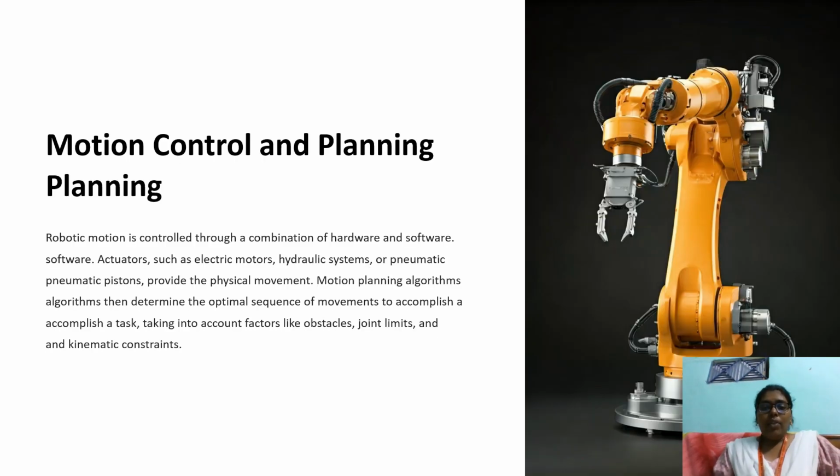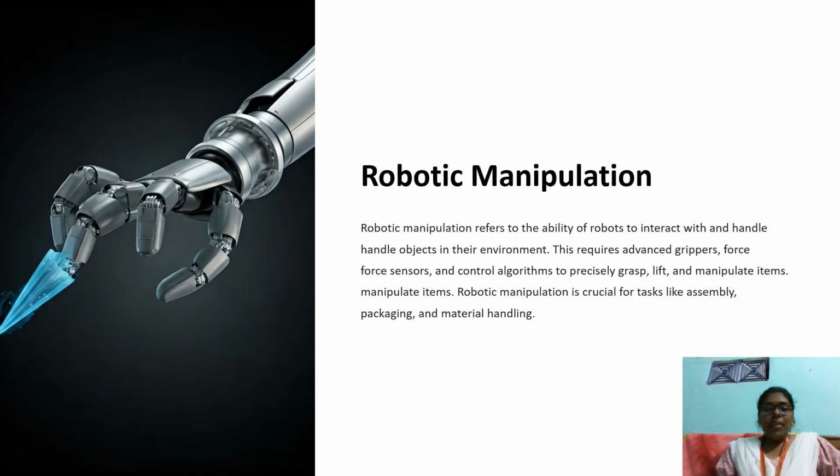Motion and control planning of the robots. Motion control works through a combination of hardware and software architecture, such as electrical motors, hydraulic systems, or pneumatic systems, which provide physical movement. Motion planning algorithms determine the optimal sequence of movements and tasks, taking into account factors like obstacles, joint limits, and kinematic constraints.